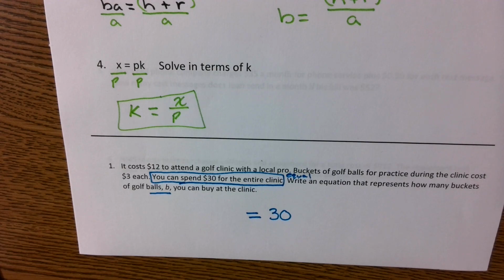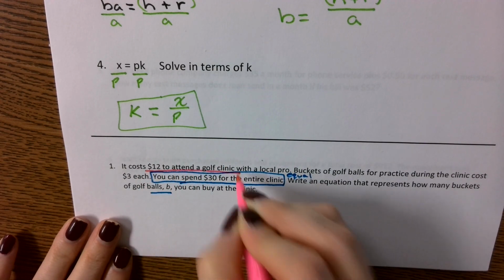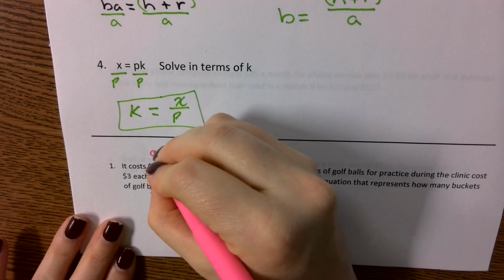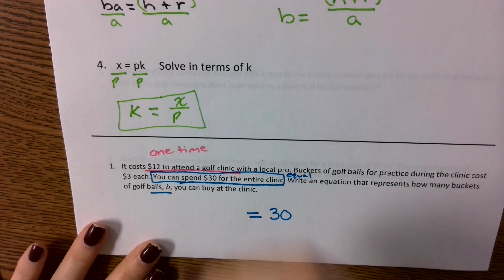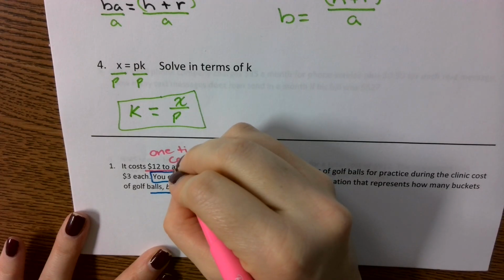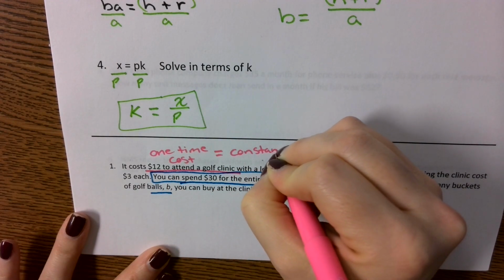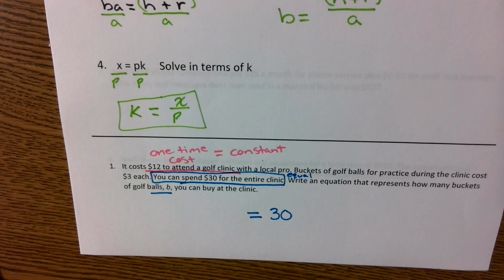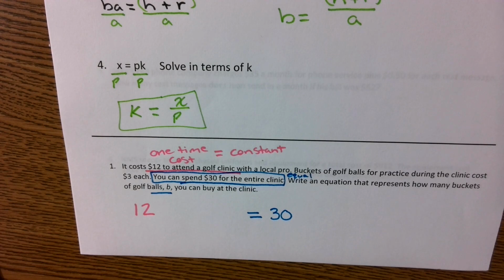Once. One time. So remember, we talked about that before, that if you are paying a one-time fee, a one-time purchase, or it's a starting point, this is a one-time cost. In this situation, that's going to be our constant. That's the amount of money that we're first doing. We are first showing up, we are paying $12 to be able to get into the clinic. So that's the first thing that we're purchasing, right? That represents part of our $30.